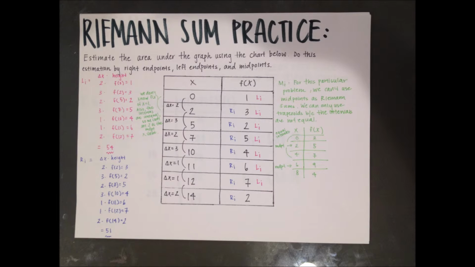Once we've found these values, we can multiply each individual value, whether the left-hand value or the right-hand value, with its corresponding delta x value. We can't use one universal delta x value for this problem because the subintervals are unequal.